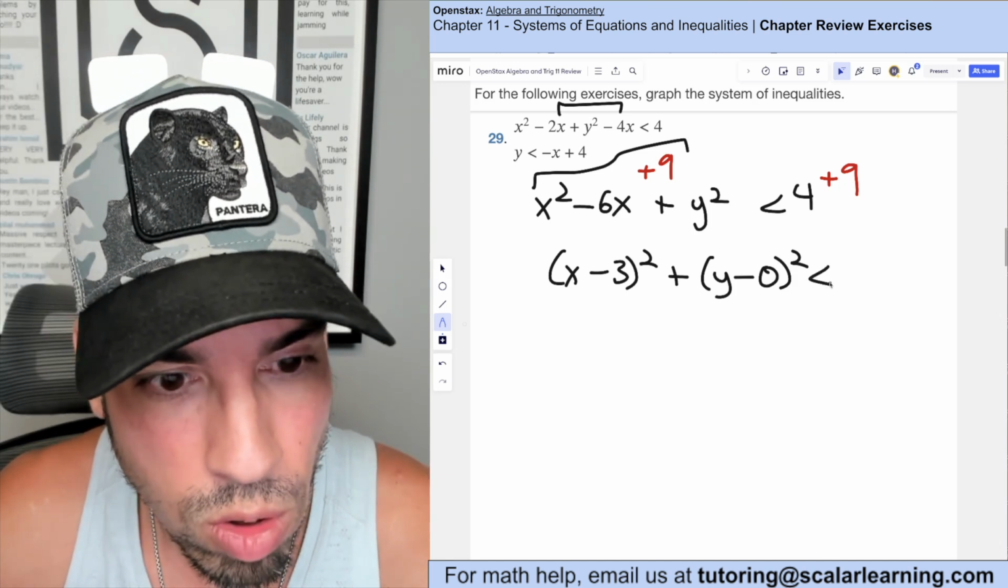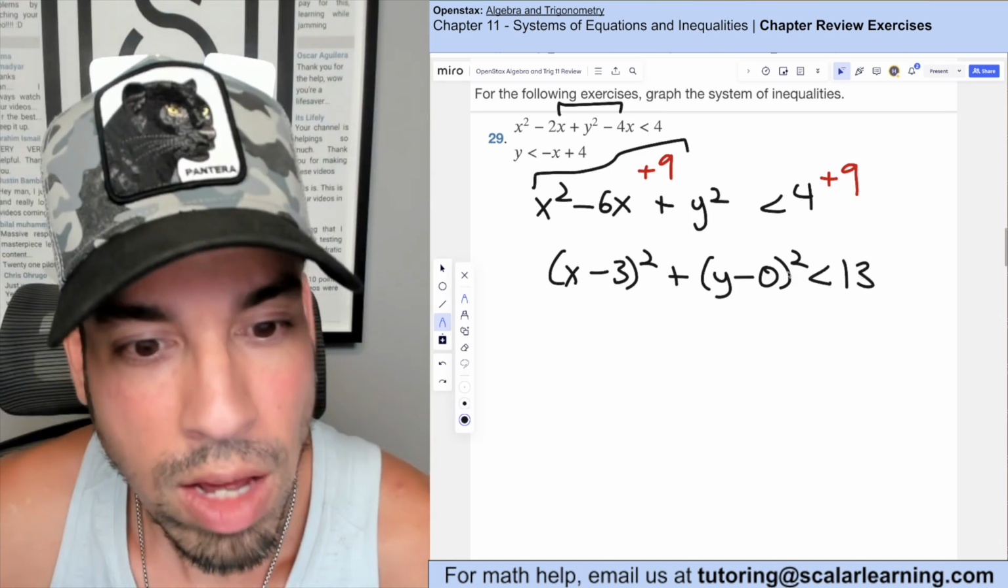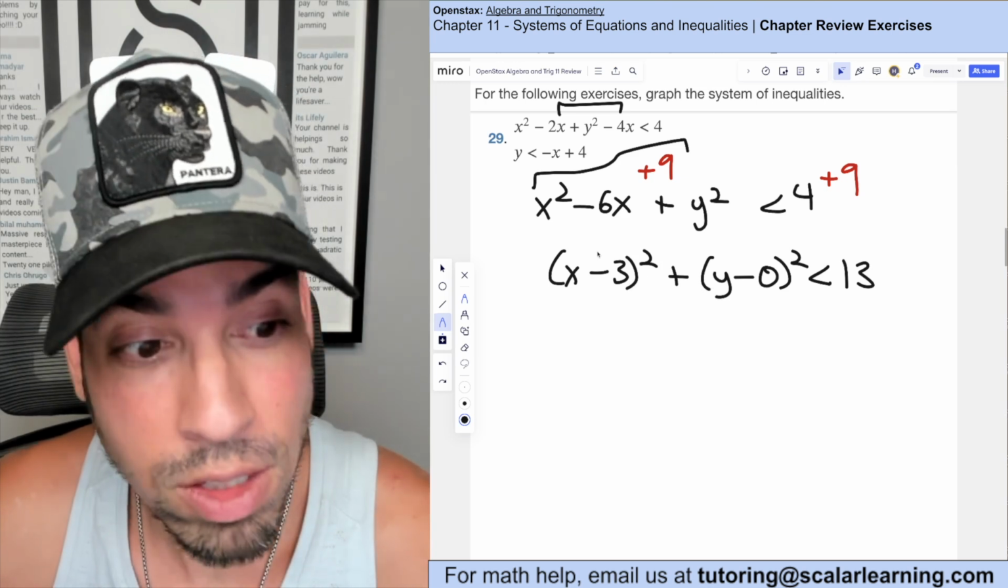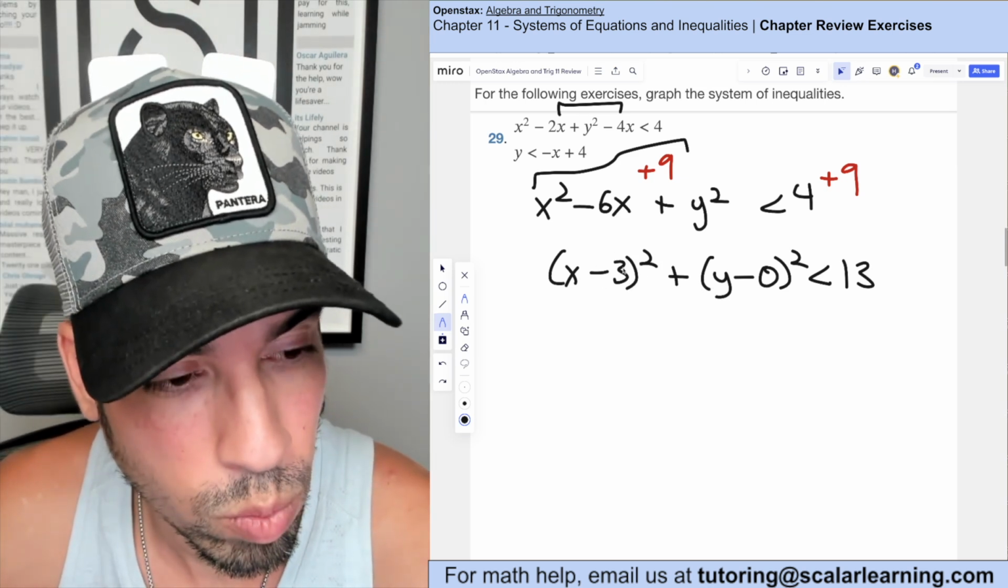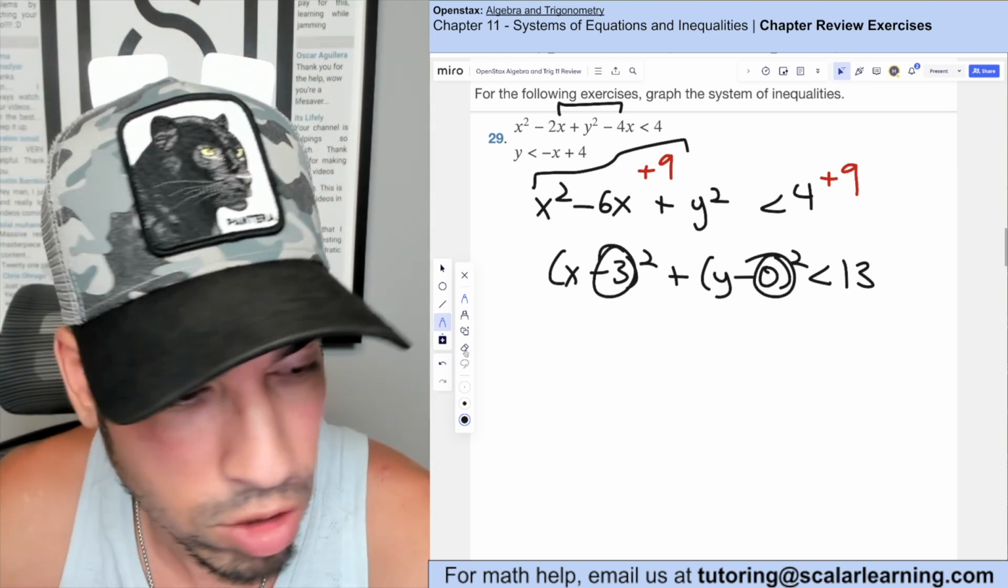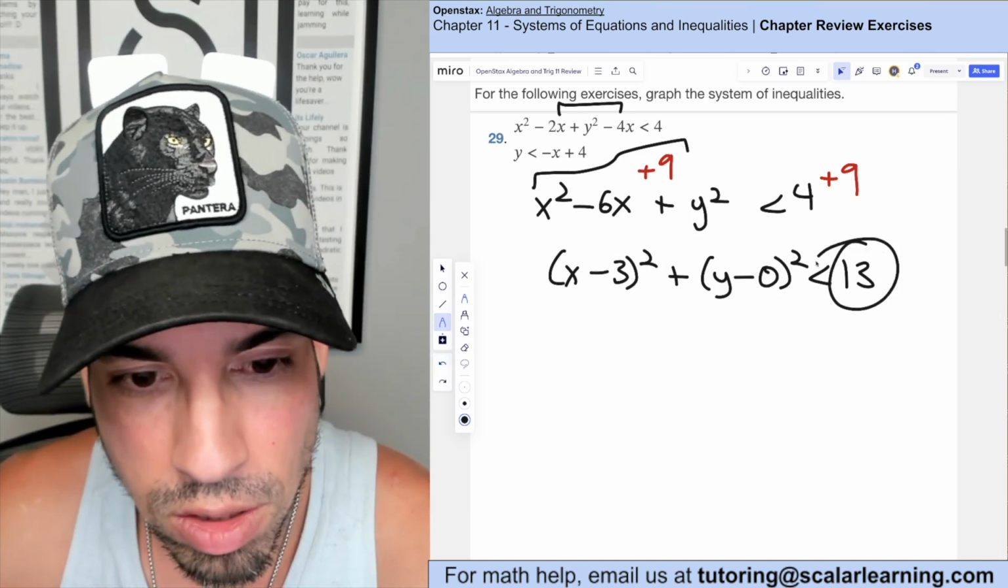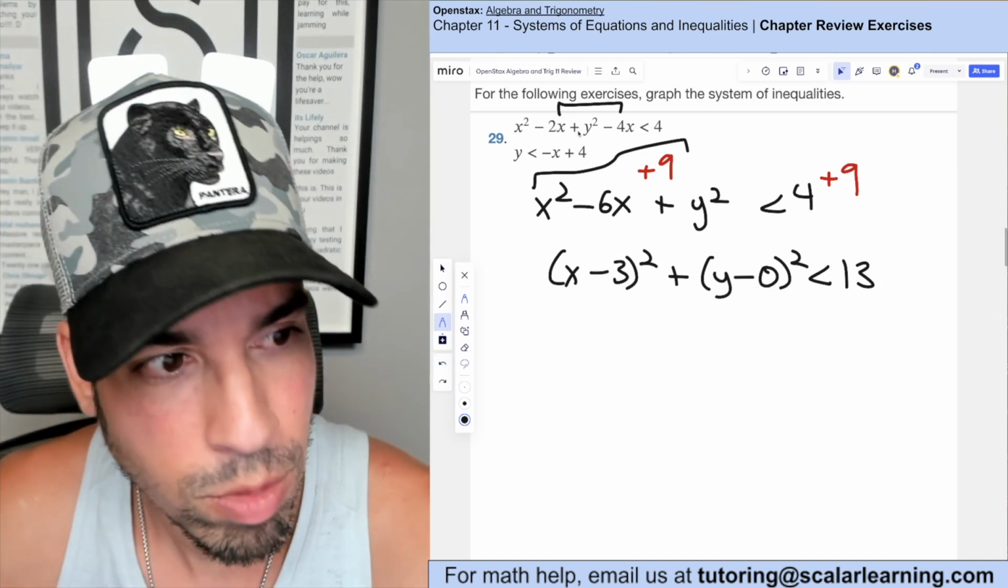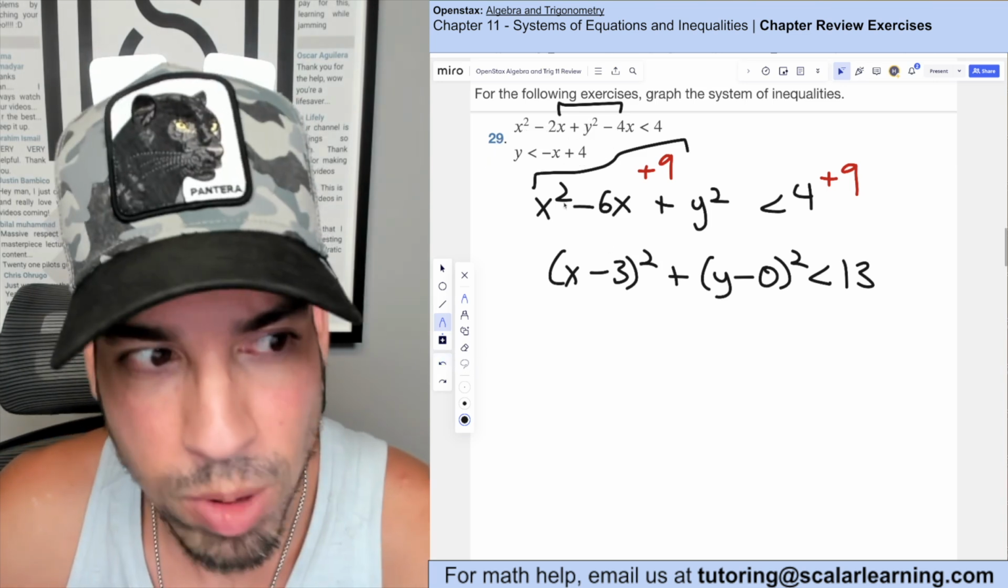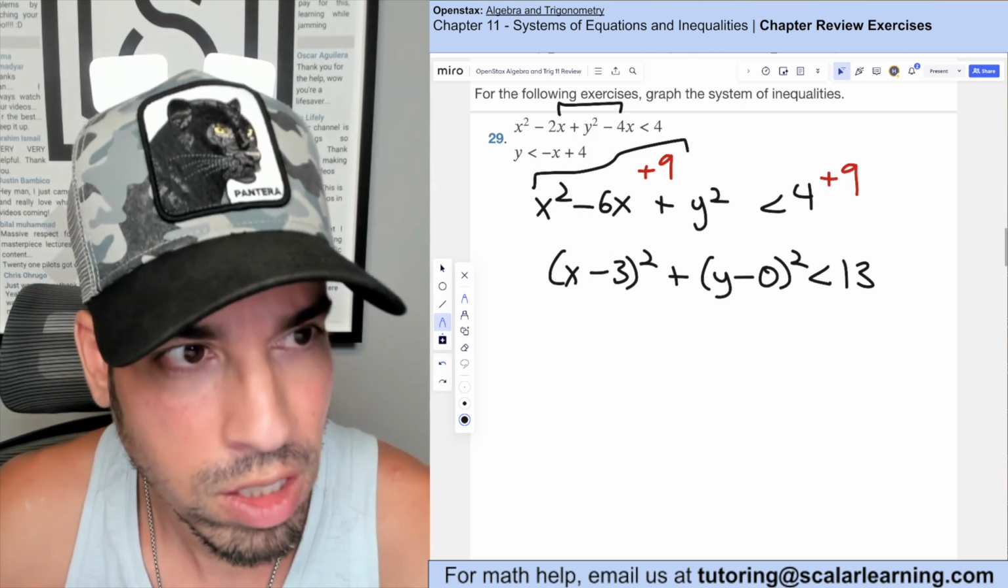And then this is all less than 13. And now that I have it in this form, I can see that actually this is a circle, okay? This is a circle with a center at (3, 0) and a radius that is the square root of 13. So that's pretty cool. This guy's already in that nice slope-intercept form as a linear equation, so that's going to be pretty easy to graph.